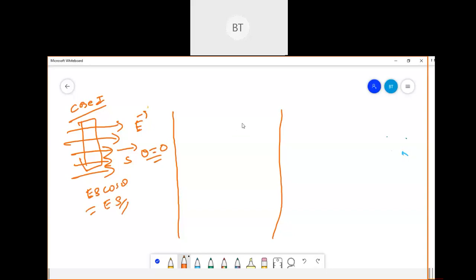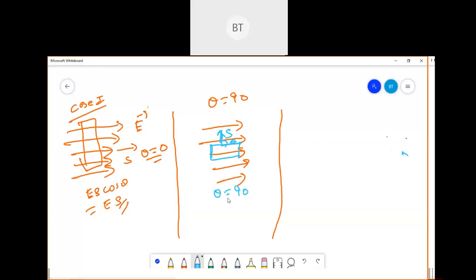Let's suppose now the second case, in which the theta value is 90 degrees. Suppose this is our uniform electric field, and we are placing the surface like this. This is our surface here. So the surface vector S will be denoted in that direction, and theta will be, if you see, 90 degrees. What is the value of theta? Theta will be 90 degrees.